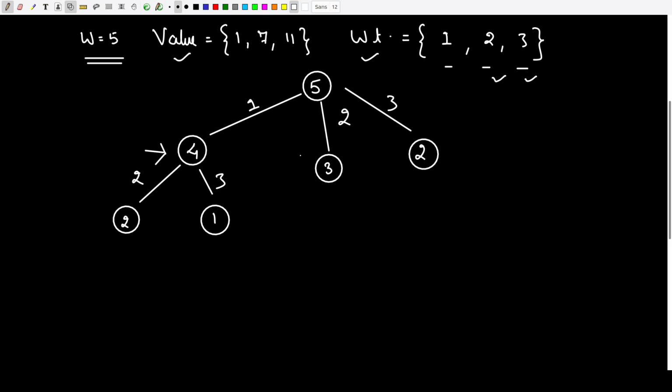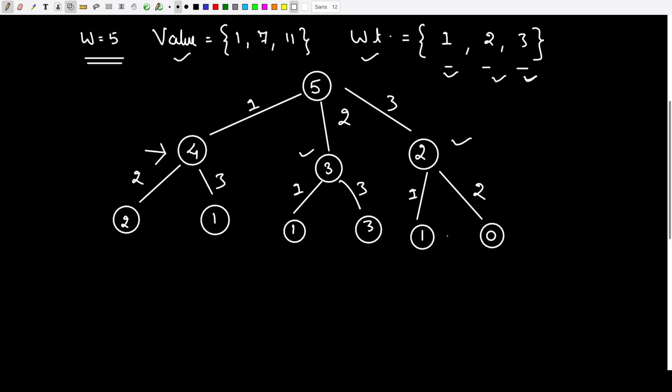Similarly, let us fill it for these two nodes as well. When the knapsack capacity is 3, out of 1 and 3, we will be able to serve both, because of which let us have both the transitions. And similarly for the last node as well. For the last node, since the capacity is 2, we will be able to serve 1 as well as 2. And the resultant knapsack capacity will be 1 and 0.